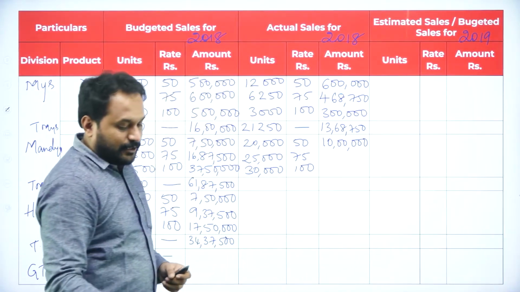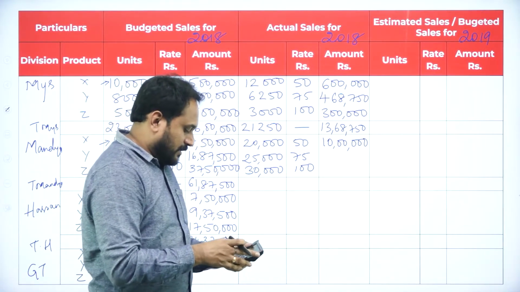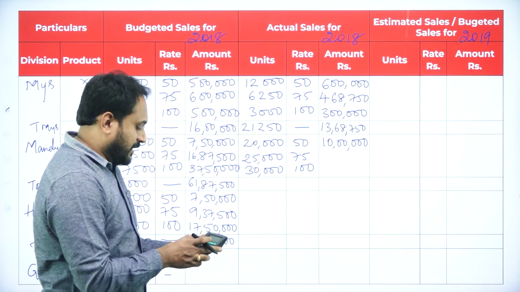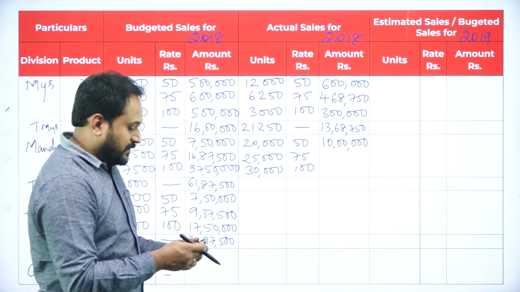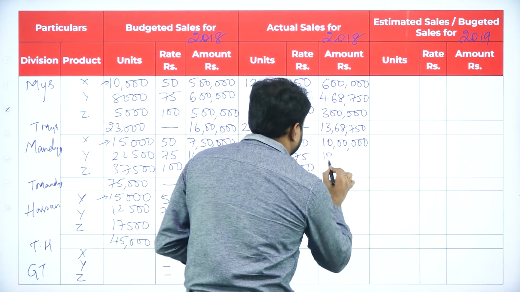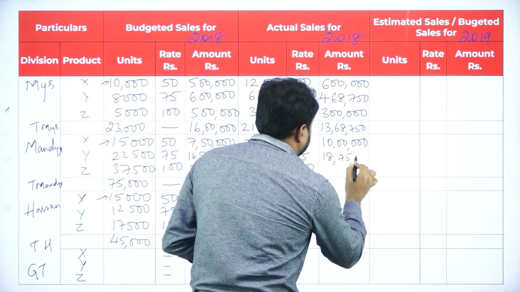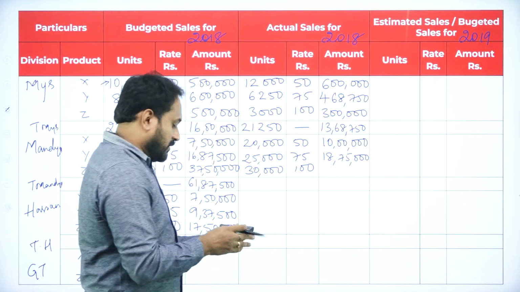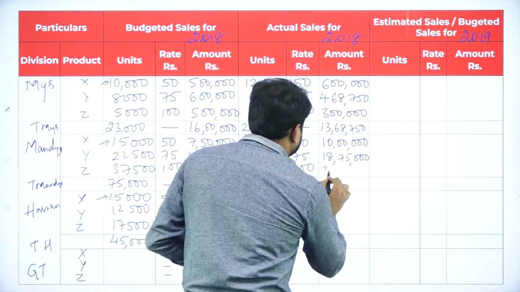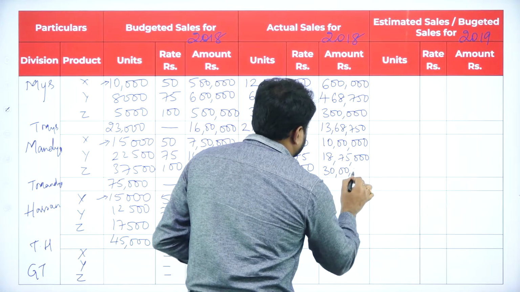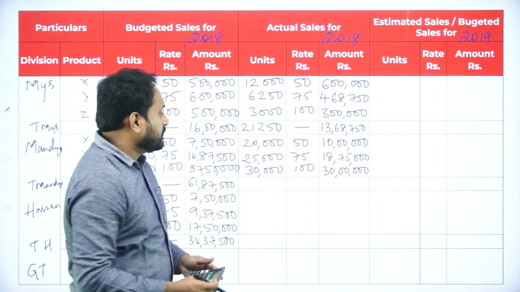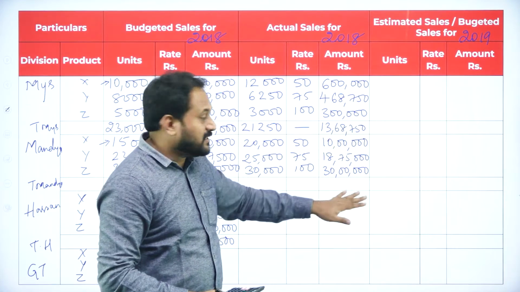Now 25 into 75. Let's go with 25,000 into 75 rupees. So it is 18,75,000. Done. Now the next one is 30 into 100, we have 30 lakh. Done. So we are done with the Hassan also.